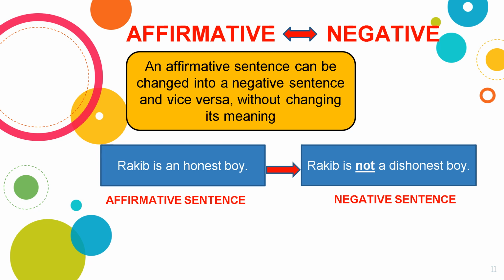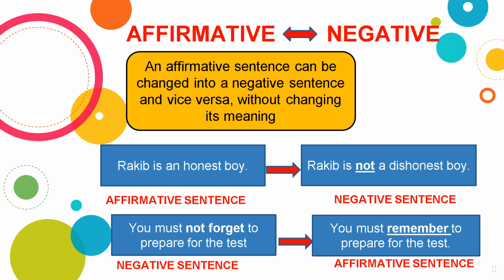Rakib is an honest boy. This sentence is an affirmative sentence, which means it is a positive sentence. Now, if we want to change the sentence into a negative one without changing its meaning, it can be changed as Rakib is not a dishonest boy. Here we are using the word not along with the antonym of the word honest, which does not change the meaning of the sentence. So the sentence becomes Rakib is not a dishonest boy.